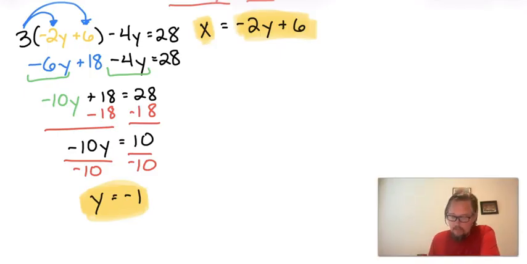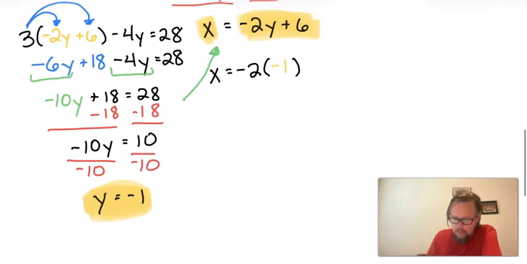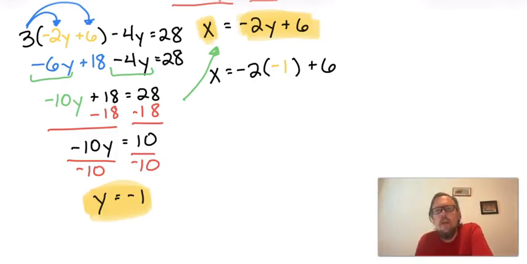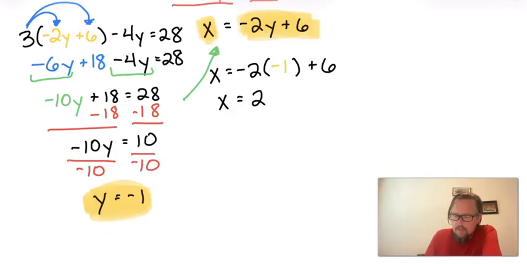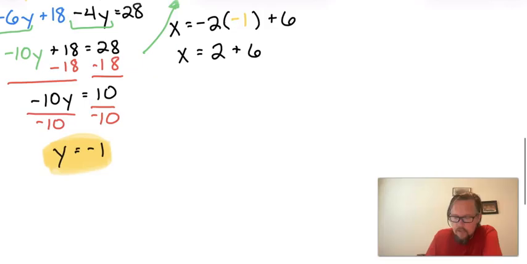But luckily we've got right here an equation that will tell us what x is when we substitute our y. So let's take that equation and replace the y with negative 1, which is what we just discovered. We just discovered that y has a value of negative 1, so let's do a second substitution. And so now it's just some arithmetic. Negative 2 times negative 1 is a positive 2. And 2 plus 6 is 8. So the value of x is 8.